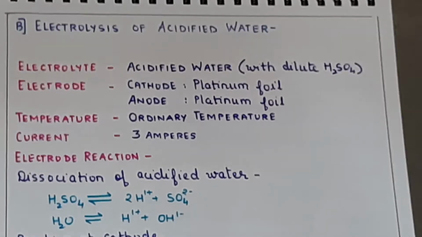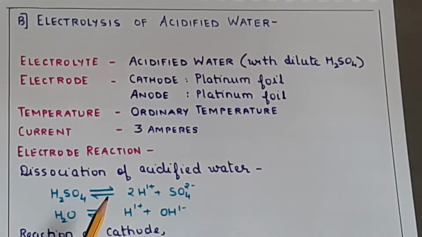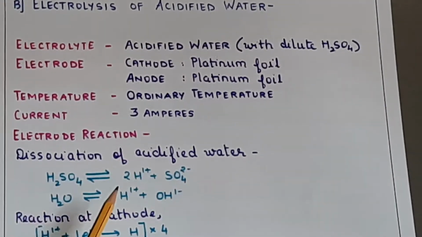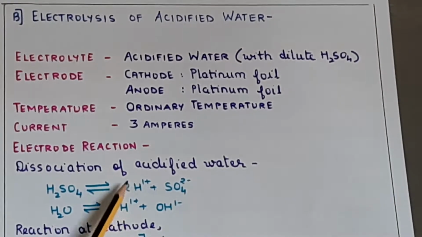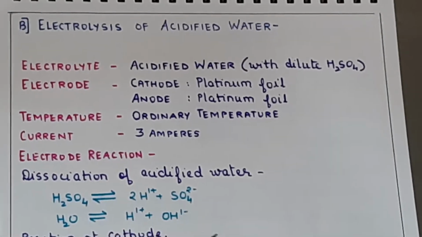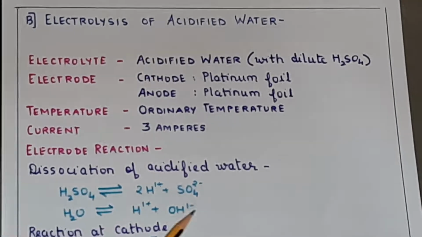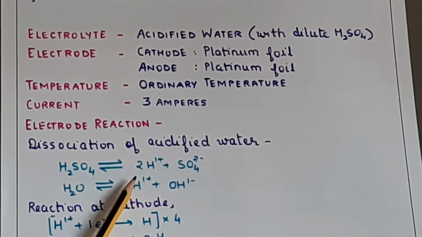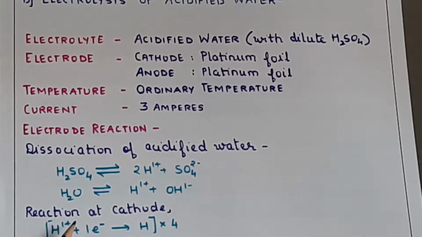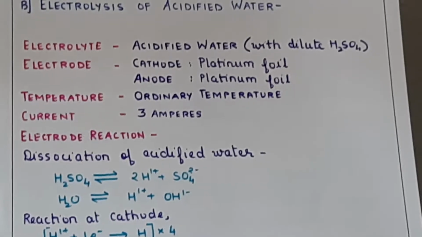Now I hope you remember, cations will migrate where? Yes, very good. Cations will migrate to the cathode. So now here only one type of cation is there, so there is no competition. It will only get discharged. So hydrogen ions will migrate to the cathode and they will get discharged as neutral hydrogen atom.